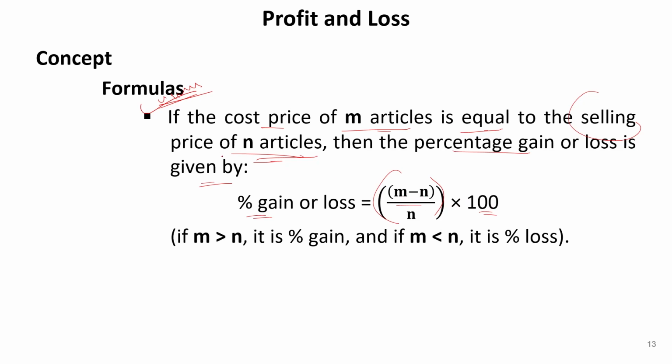Okay, here N is the number of articles sold and M is the number of articles bought, that is, the cost price of M articles. Okay, so M articles were bought and N articles were sold. Okay, and the cost price of M articles is equal to the selling price of N articles. Okay, so if M is greater than N, it is called gain percentage, and if M is less than N, it will be called loss percentage.